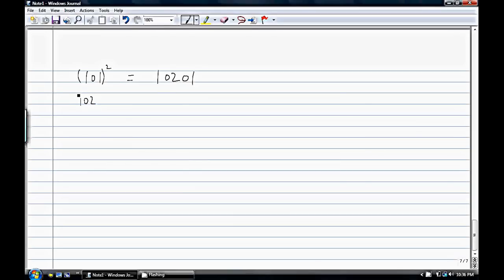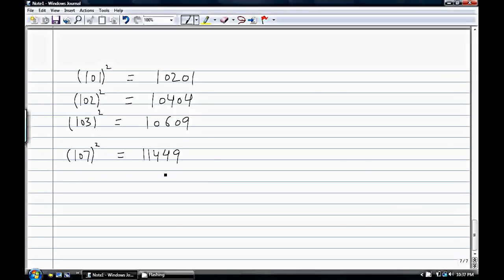If it's 102, then I multiply 2 by 2, that is 04, and then 2 square is again 04. Similarly, 103 square is equal to 10609. 107 square is equal to 7 2s are 14, so 114, and 7 7s are 49.